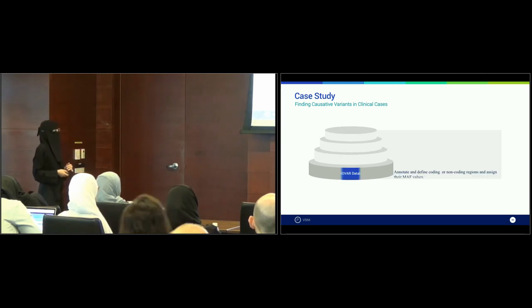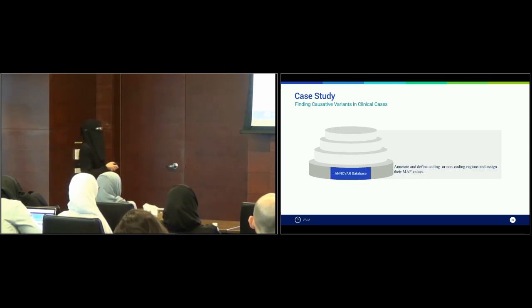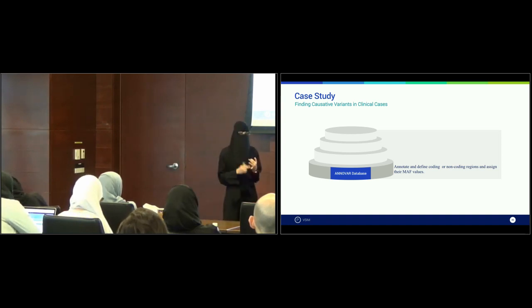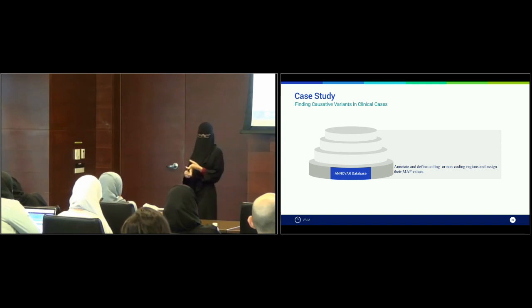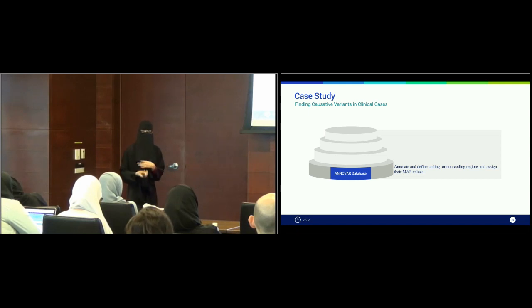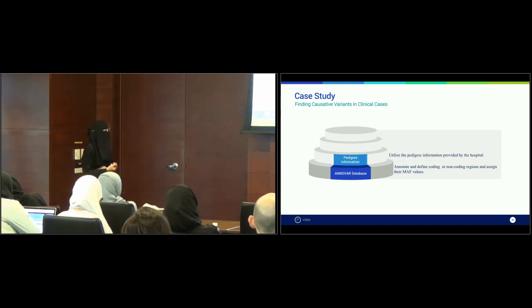Then our processing starts as follows. We have a list of variants. We use the ANNOVAR database to annotate and define the coding and non-coding regions and assign the MAF value. For assigning the MAF value, we have used three databases: all population, gnomAD and ExAC, and the 1000 Genomes Project. And we filter out all the variants with MAF value more than 1%, since we only care about the rare variants.